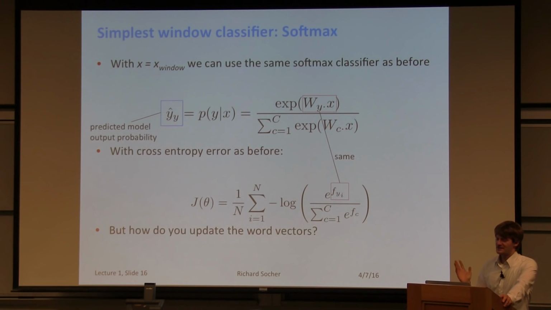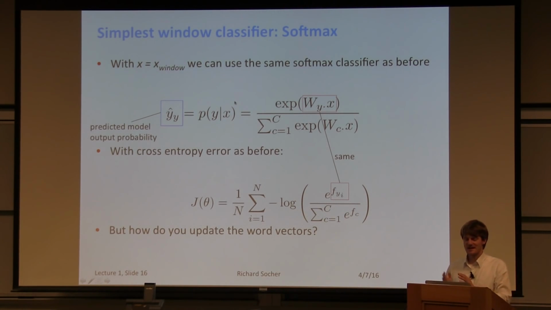Now we can go through our standard logistic regression. Each x here is the x of our window, where we concatenate the word vectors, and we can use the exact same definition of a softmax classifier, or logistic regression, or cross entropy. Those three are all synonymous. I usually stick to the softmax classifier in this lecture, but we can take the standard softmax classifier and predict some model output probability with this equation.